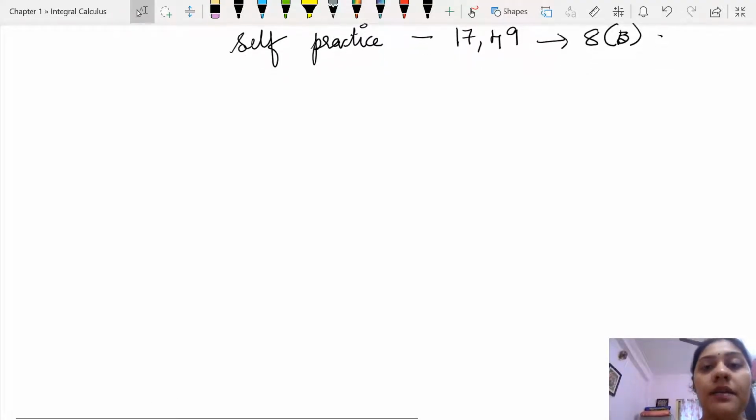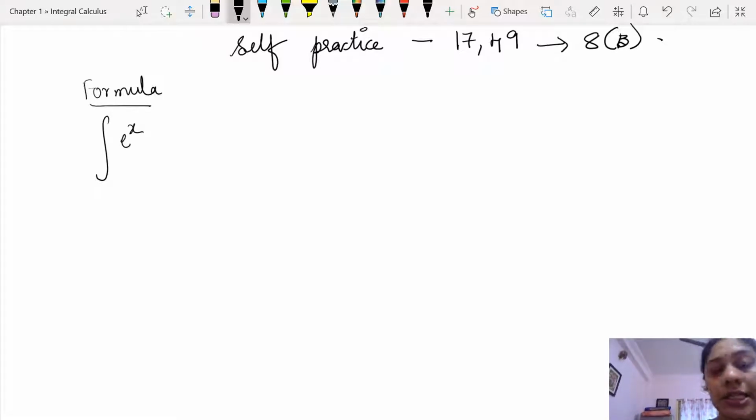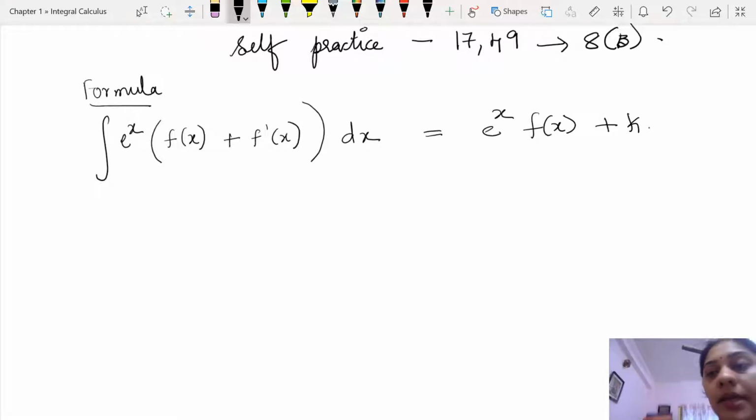Hello students, in this lecture we are going to see a formula for integration. This is also similar to integration by substitution. Suppose you have a question where you are integrating e power x with two other terms, f of x plus f dash of x. If this is what you have, then your result will be e power x f of x plus k.